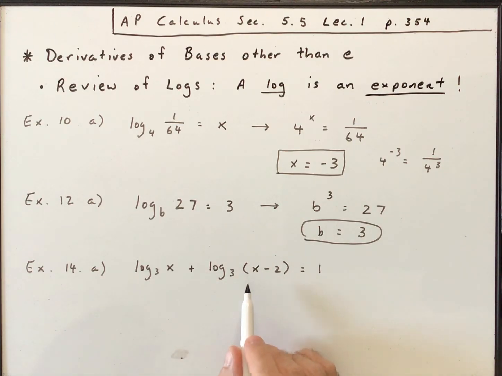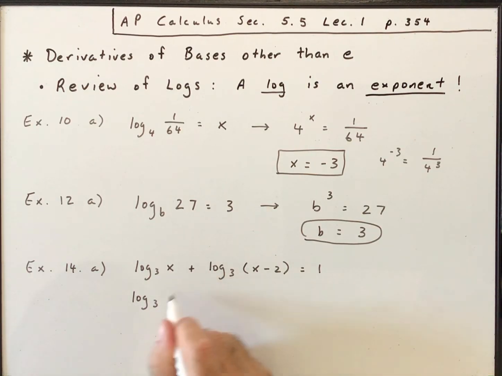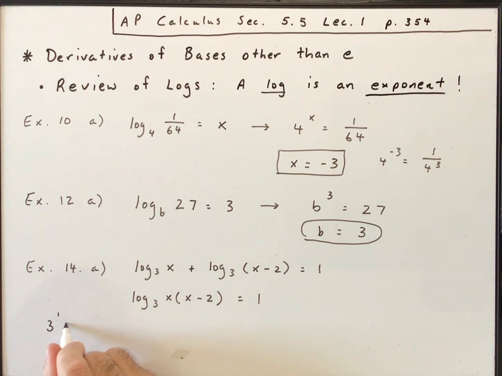as a single log. So I would have log base 3 of x. Now when you have addition, remember it's multiplication. So x times x minus 2 is equal to 1. Now we're going to rewrite this as an exponential expression. So I'd have the base 3 to the first power is equal to x times x minus 2. So 3 to the first power is 3. I'm going to go ahead and distribute the x, so I'd have x squared minus 2x.